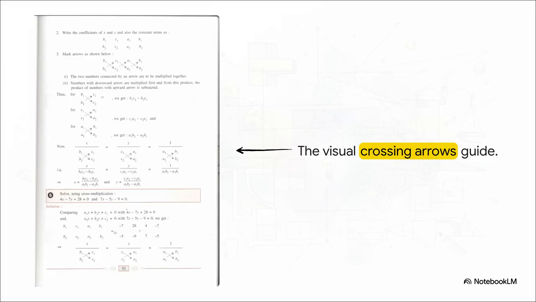Now, what's really interesting here is the visual crossing arrows guide right in the middle. Just trace those downward and upward arrows with your eyes for a second. We line up the b, c, a, and b coefficients. Then, for the x denominator, you literally just follow the arrows. Multiply b1 times c2, going down, and subtract b2 times c1, going up. You do the exact same thing for y and the constant 1. It absolutely proves how visual and mechanical this mathematical tool really is. Once you memorize the physical crossing motion of the arrows, you can crack complex equations in seconds without ever having to isolate or balance a single thing.